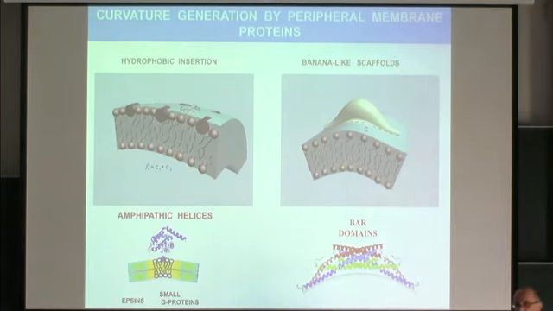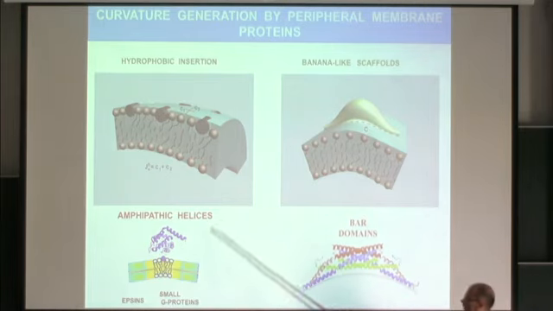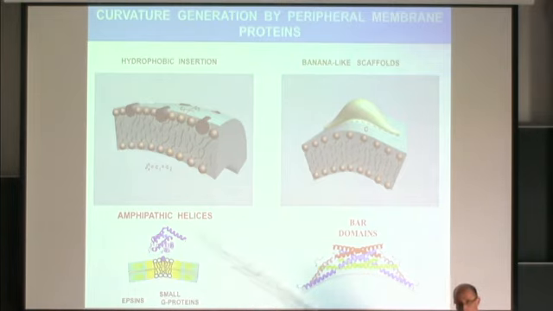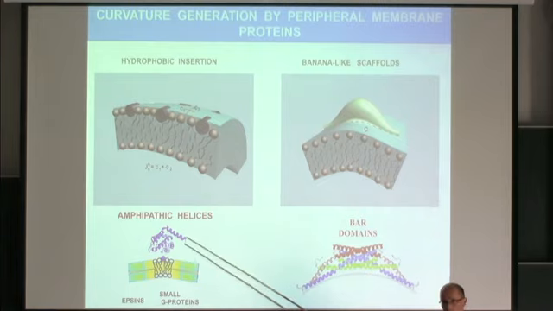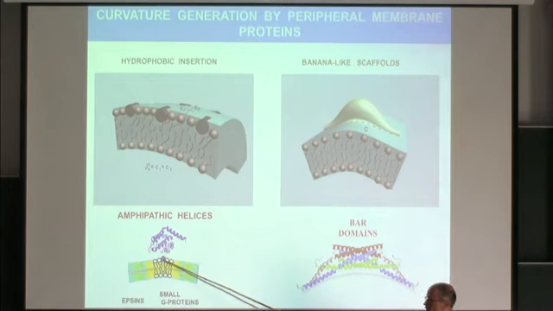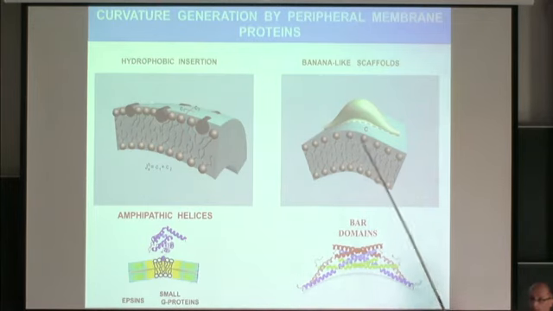This generates the maximum asymmetry in the upper monolayer of the membrane. And there are classes of proteins which have so-called amphipathic alpha helices, which go shallowly into the membrane. If they would go further into the membrane, it wouldn't work. I even have a slide on it, but I don't have time to talk too much about it. The bottom line is the shallow inclusions generate large curvature. And the second mechanism is a scaffolding mechanism.